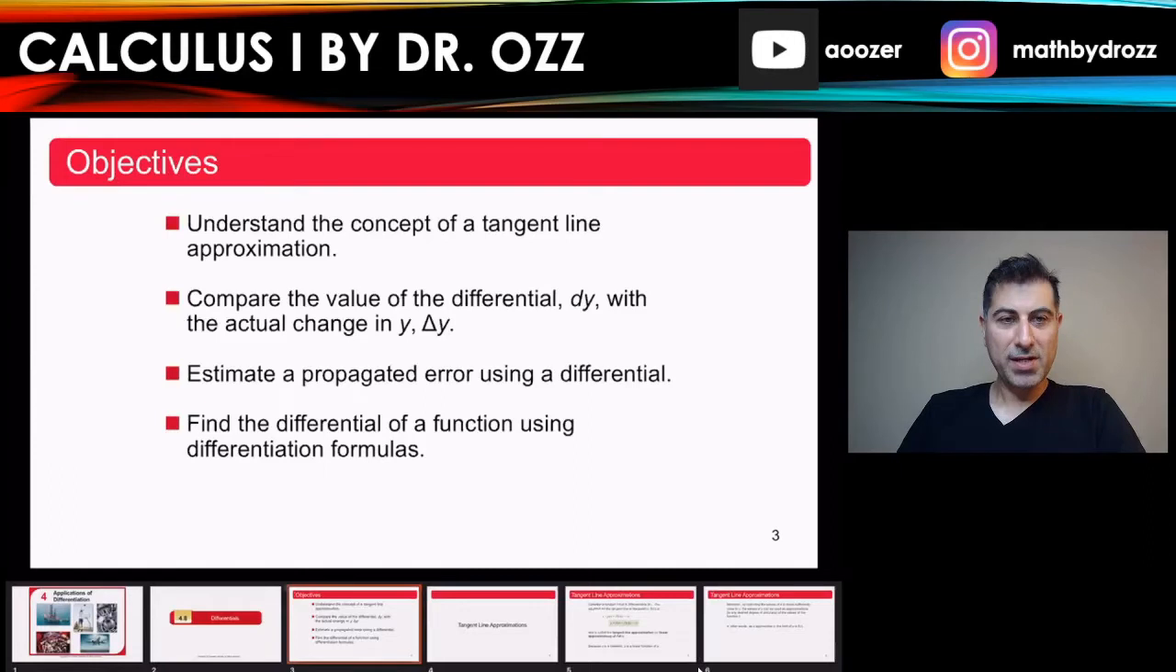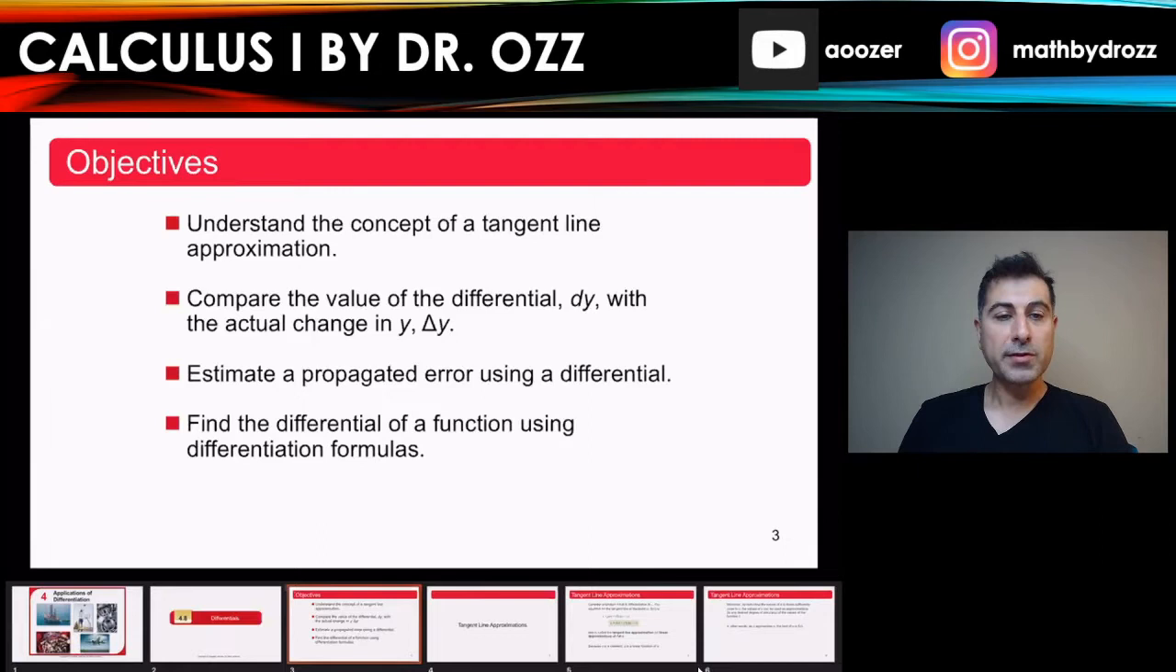All right, we have 4 objectives to achieve today. One is to understand the concept of a tangent line approximation. This is a very good approximation to estimate the values of functions. And second is to compare the value of the differential dy with the actual change in y. So we have dy and the actual change of the function values. So how do we relate these two things?